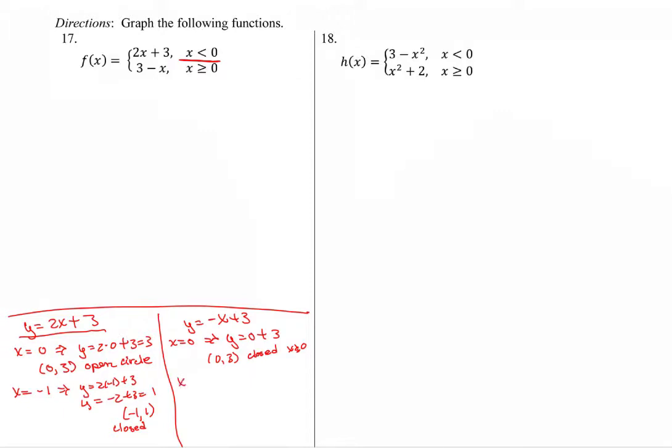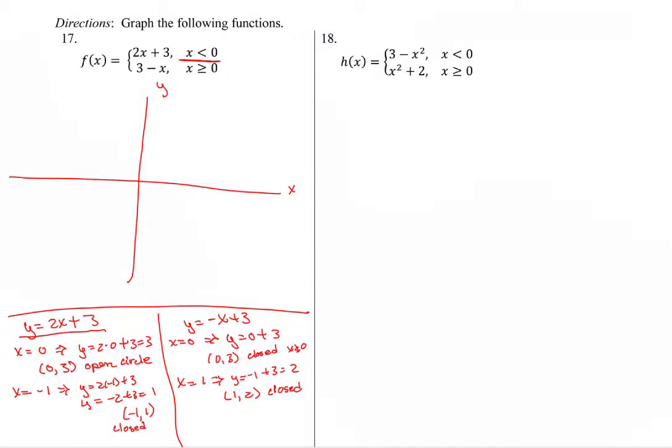And then we're going to use x equals, say, 1 because 1 is greater than 0. So then we have y equals -1 plus 3, so that's 2. So we have the point 1, 2. So now let's go up here, and again that's closed because that is greater than 0. All right, so now we're going to go over here and graph this function.